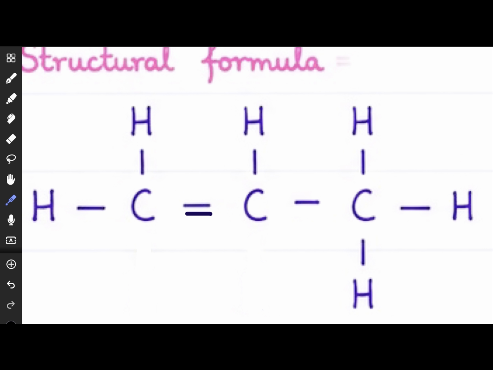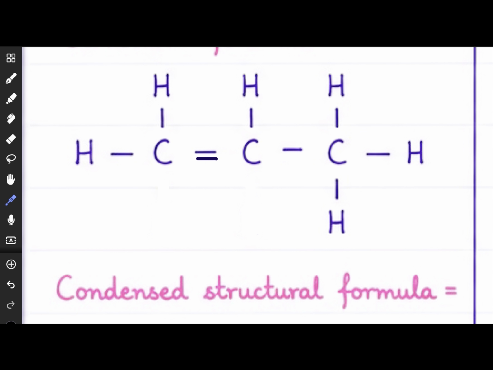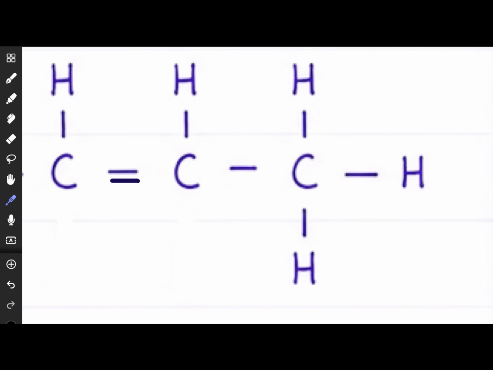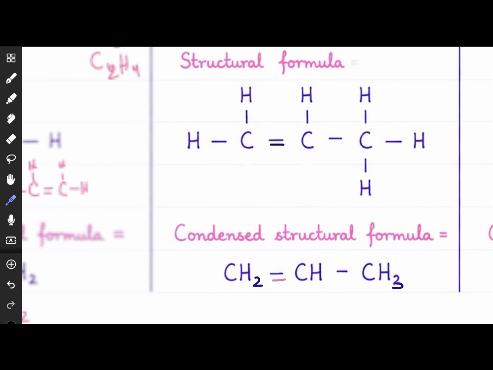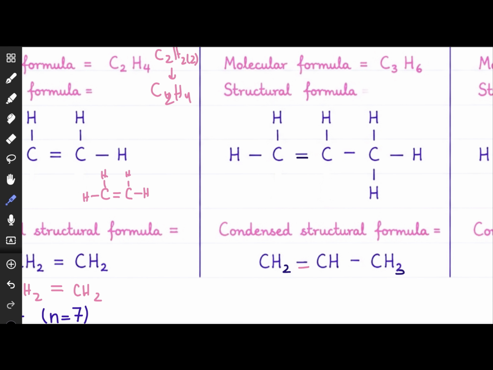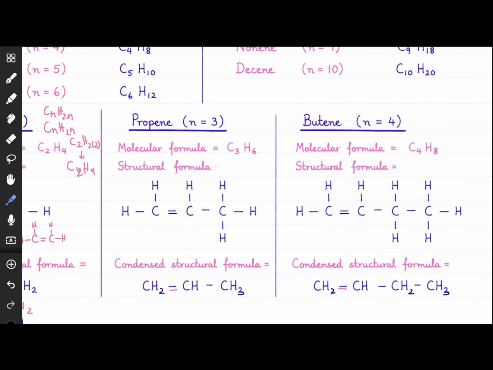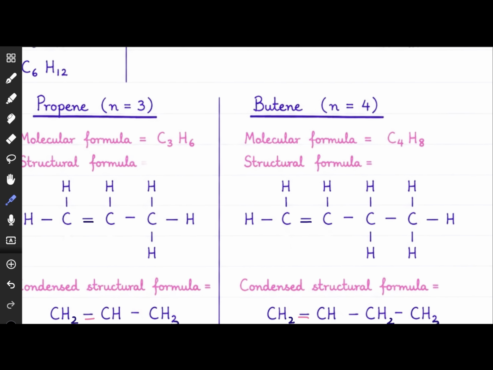And then as you can see that the C is connected with a single bond, we're going to draw a single bond here. And then we're going to write the CH3, which is on the right side of the single bond, CH3. And this is how we have written down the condensed structural formula of propene. The same thing is going to happen with butene.